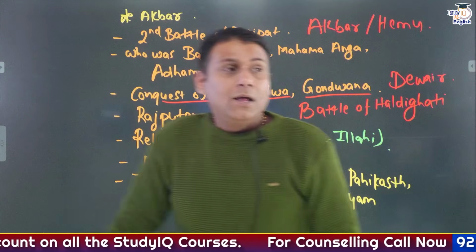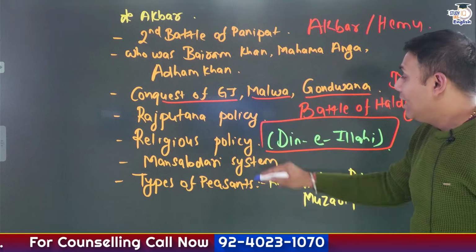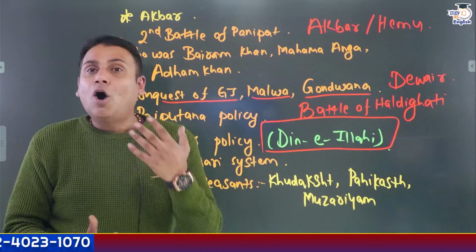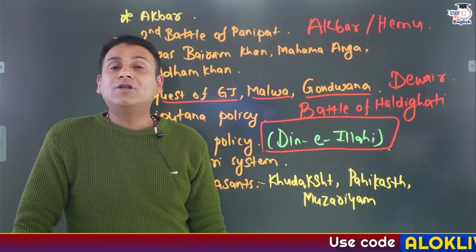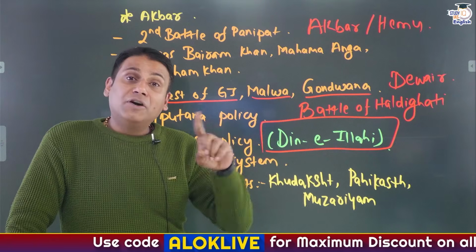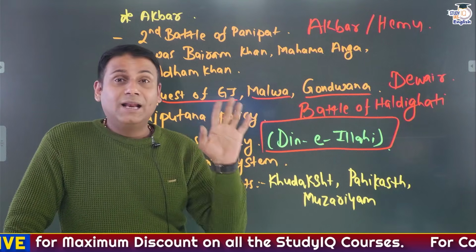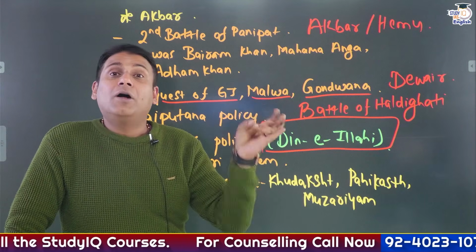Okay. Then Akbar's religious policy, go through Din-e-Ilahi. What is Din-e-Ilahi all about? What is Ibadat Khana all about? One of the Navratnas in the court of Akbar was Birbal, whose original name was Mahesh Das. He was the first to join Din-e-Ilahi of Akbar. So go through that. What is Din-e-Ilahi all about? What is Ibadat Khana? Akbar had issued Mazharnama.